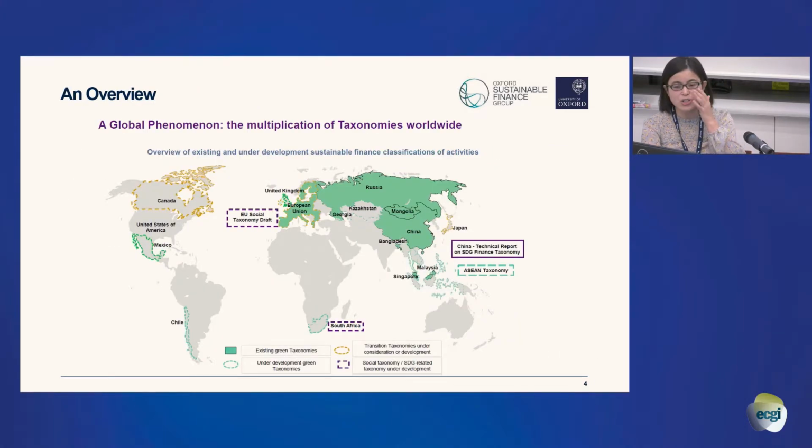So this slide shows an overview of the development of taxonomies worldwide. We can see that some countries already have green taxonomies, for example the EU and China, and some other countries are developing their own taxonomies, including the UK.